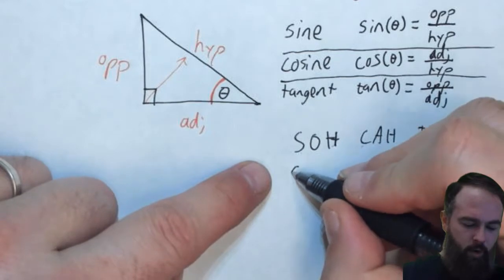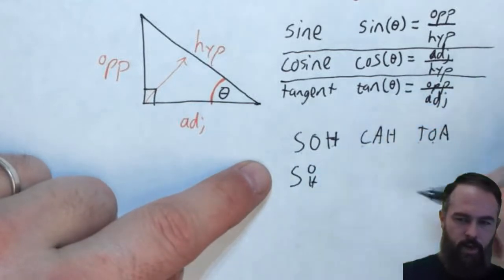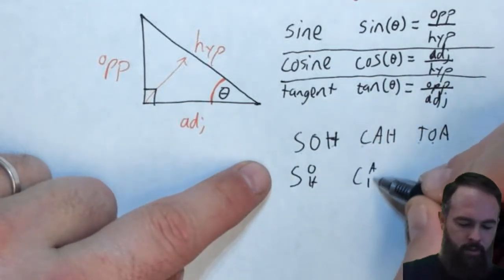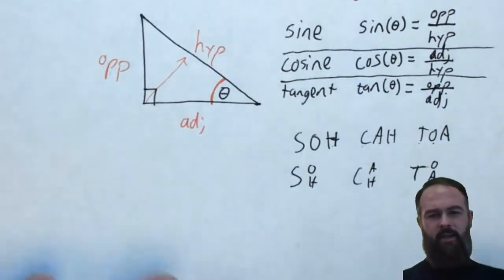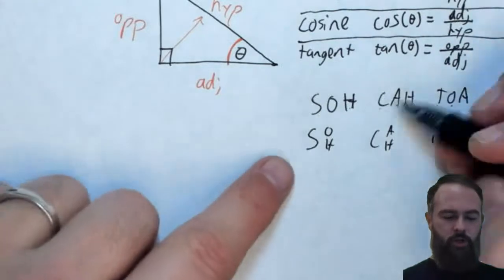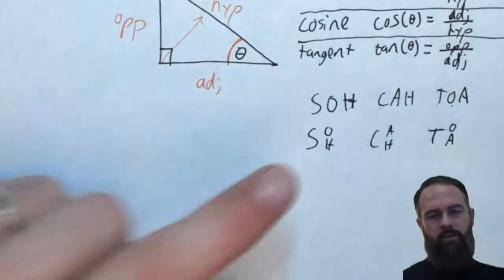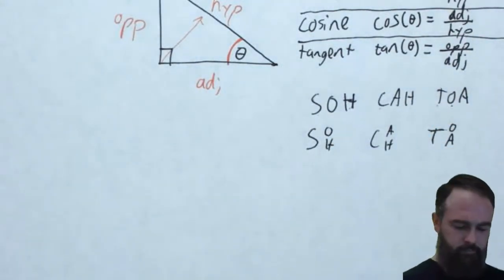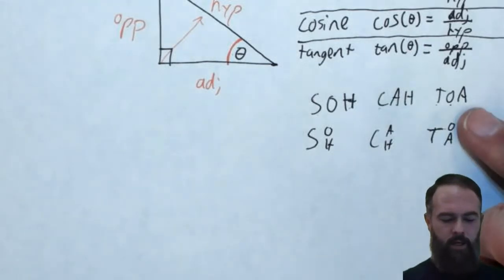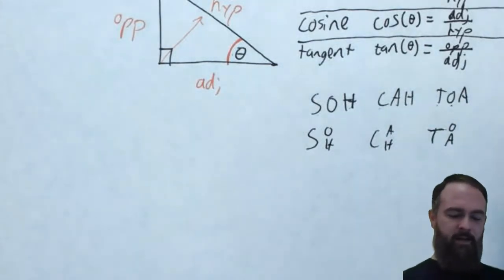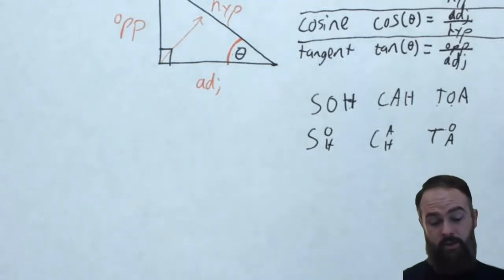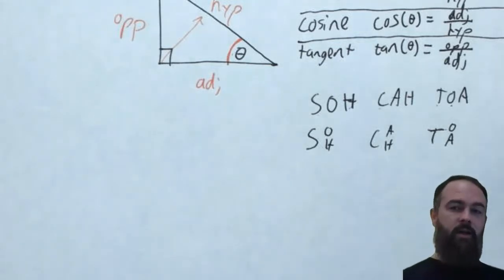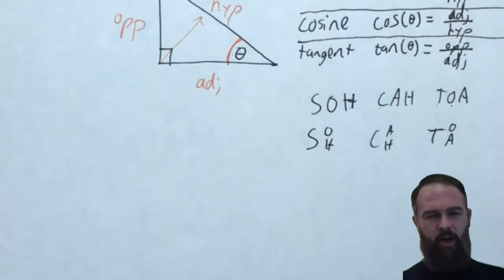Some people prefer to write it in this form, with the CAH this way and TOA, because that way it gives them the idea that this is actually a ratio, and the first letter is the numerator, the second is the denominator. So either way you write it, it doesn't matter as long as you can get them down and use this to write your equations. Now also there's all sorts of other mnemonic devices that are out there.